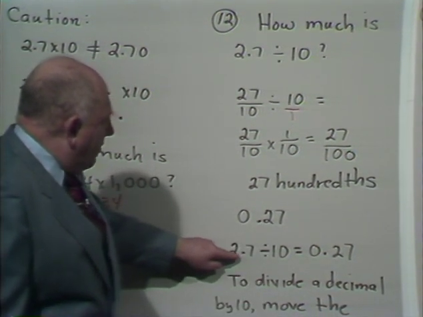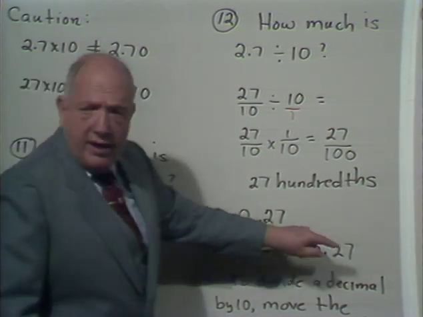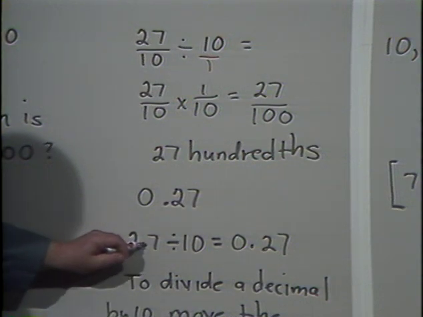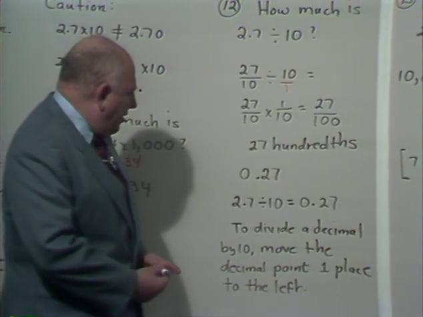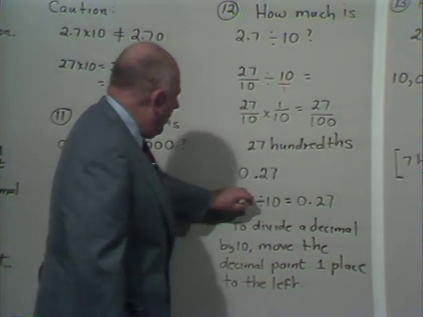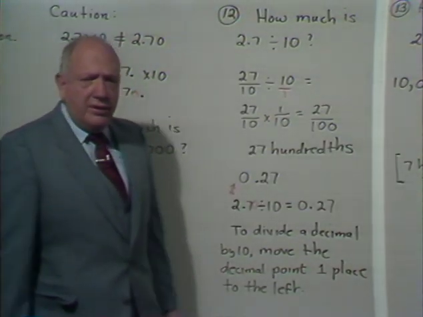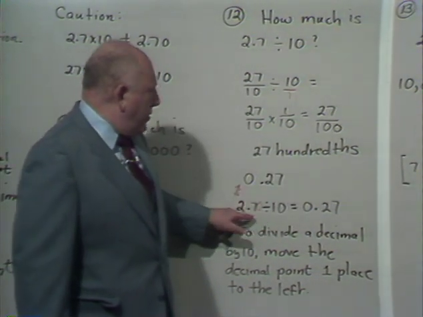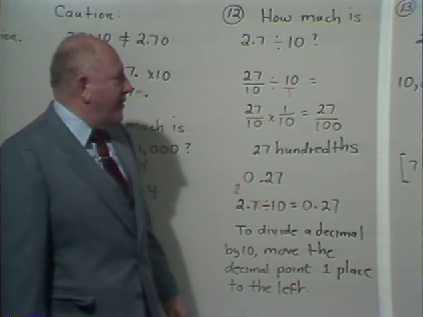Now compare the problem with the answer. In 2.7 divided by 10 equals 0.27, do you notice that the decimal point has moved one place to the left? So in other words, to divide a decimal by 10, move the decimal point one place to the left. Look, here's an easy example. Suppose something costs $2.70 and 10 people are splitting the cost of it. How much does each person pay? 27 cents. 27 times 10, $2.70.